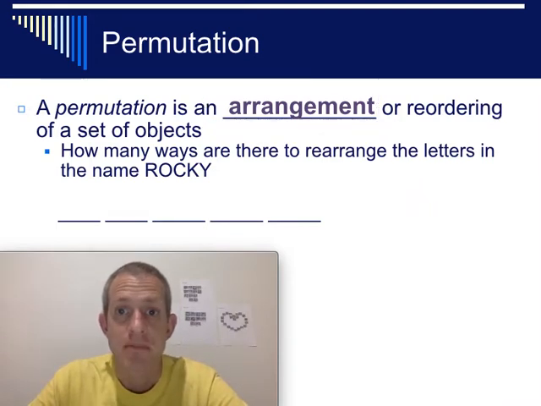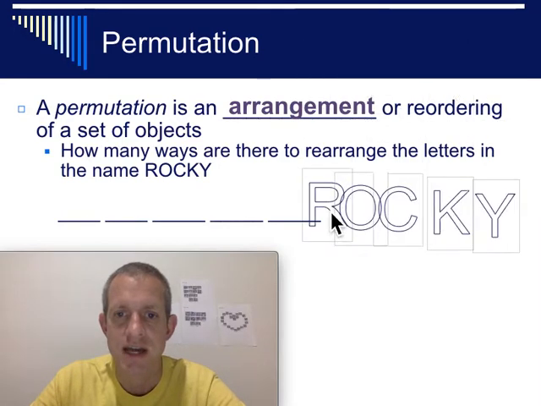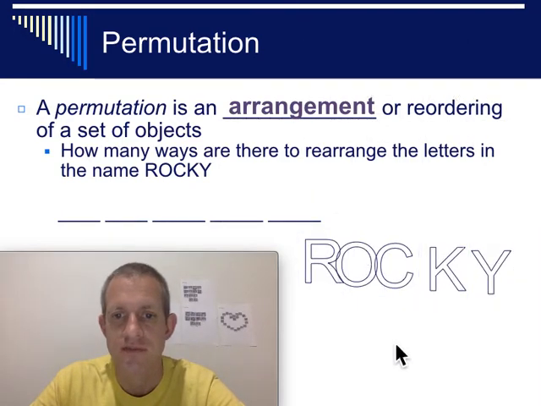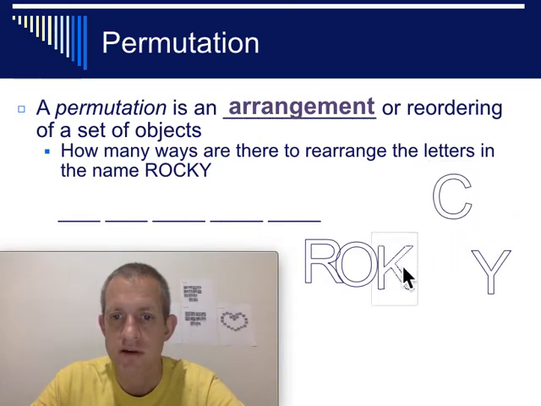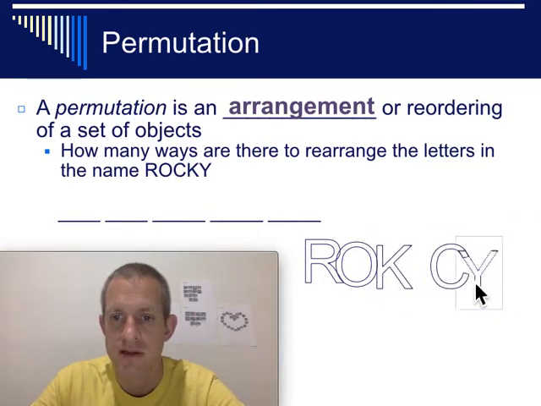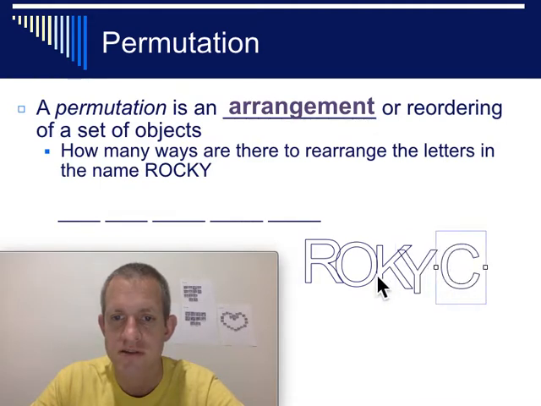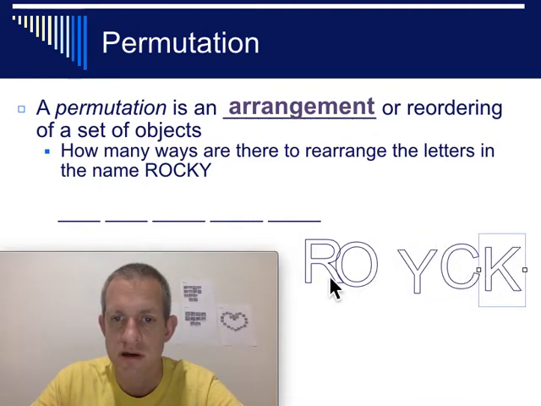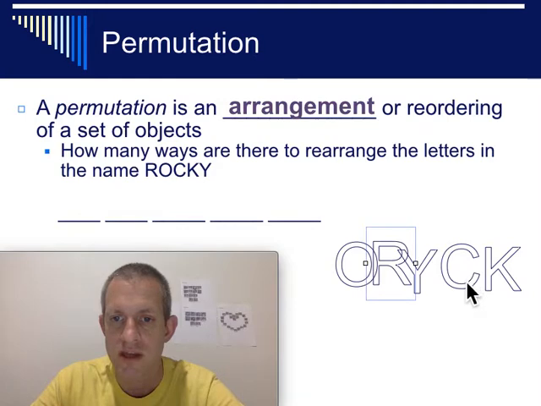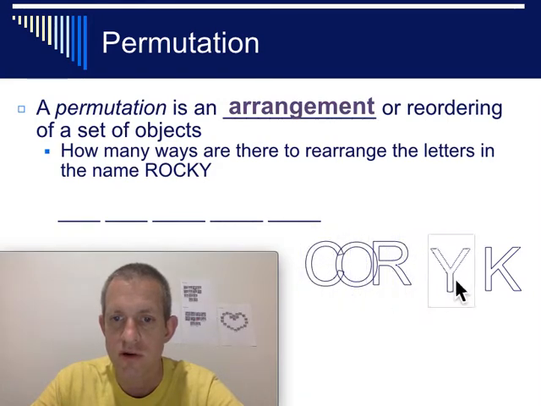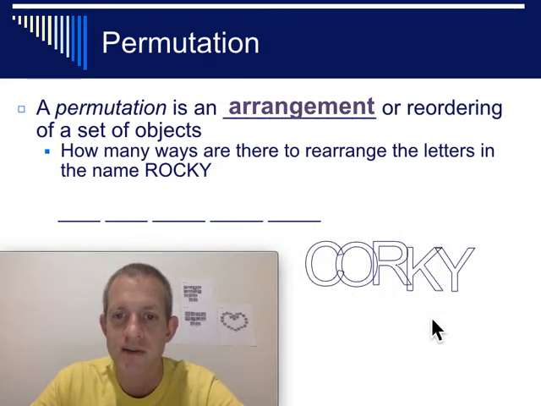For instance, I might want to take just the 5 letters in my name and see how many different orderings I have for those. So I've got R-O-C-K-Y, I've got R-O-K-C-Y, and R-O-Y-C-K. There's 3. I could put the R in the middle and the O at the end, or the C. There's one, Corky. Anyway, there's at least 7 or 8 different arrangements I have right there. How many are there total?